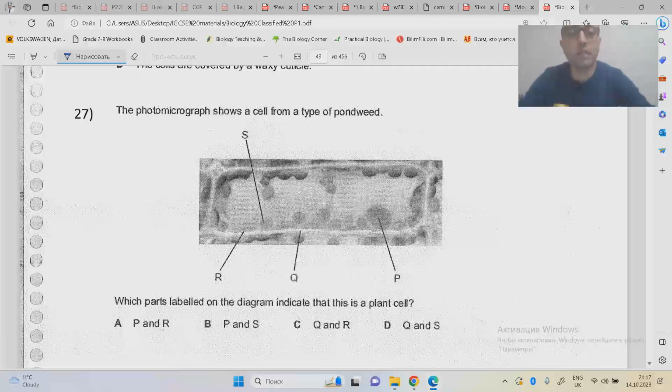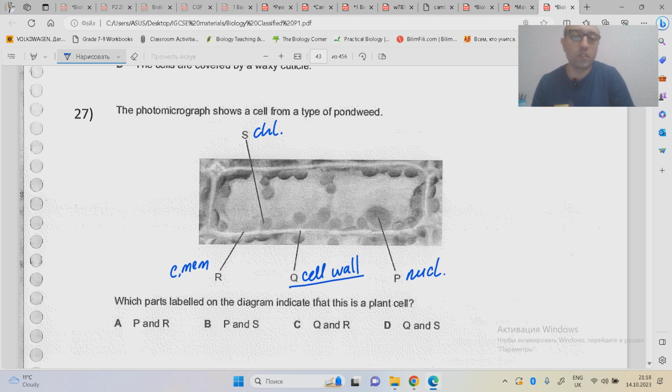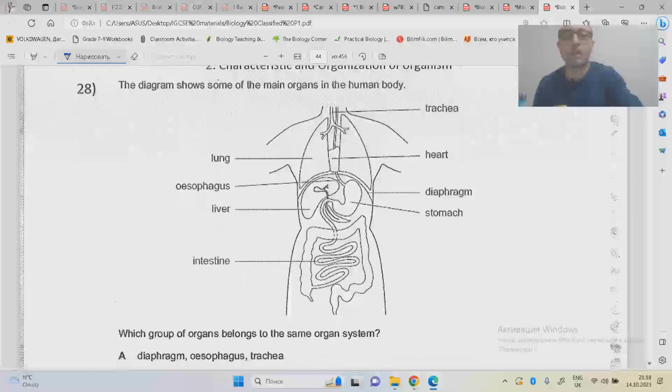27. Which parts labeled on the diagram indicate that this is a plant cell? Firstly, I will write the names of these parts. P looks like nucleus. Q, cell wall. R looks like the inner one, it's a cell membrane in this case. And S, chloroplast. Which indicate that it's a plant cell? Of course, Q, because cell wall is a plant cell feature, and chloroplast. Q and S, which is D.